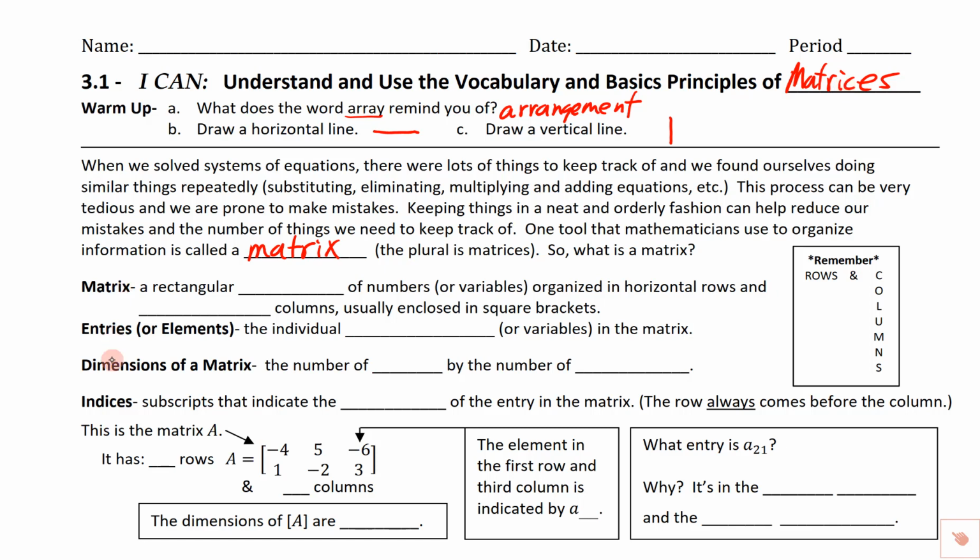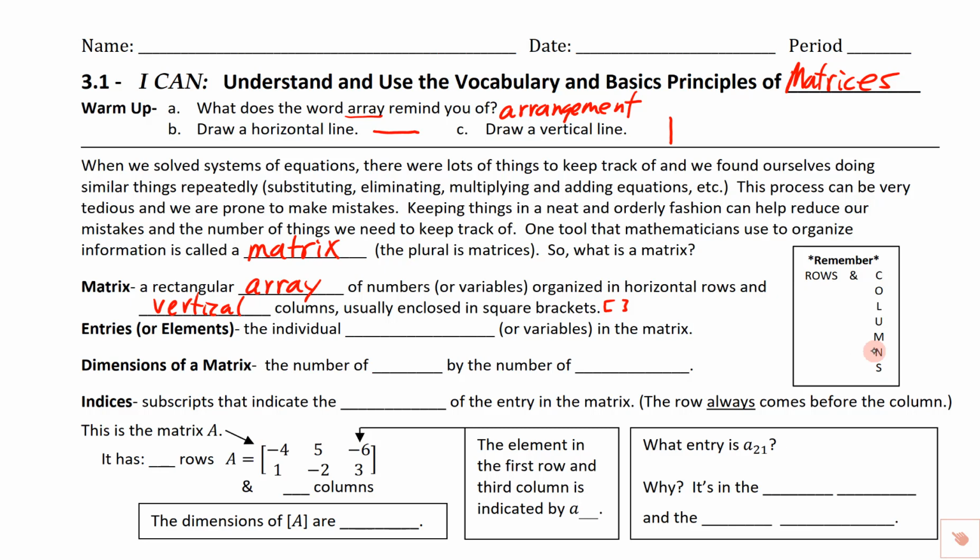So I've got a couple of vocabulary words here. A matrix is a rectangular array of numbers or variables. It's organized in horizontal rows and vertical columns, and it's usually enclosed in square brackets. So the square brackets are going to look something like this. So over here, and I know this seems silly, but you've got to make sure that you remember that the rows come horizontally and the columns come vertically. So rows like this, columns like they're holding up a roof or something like that.